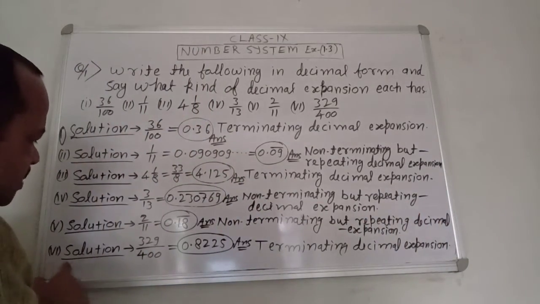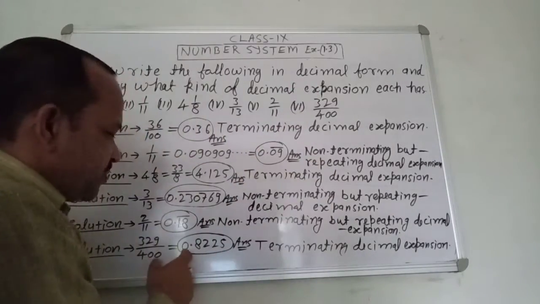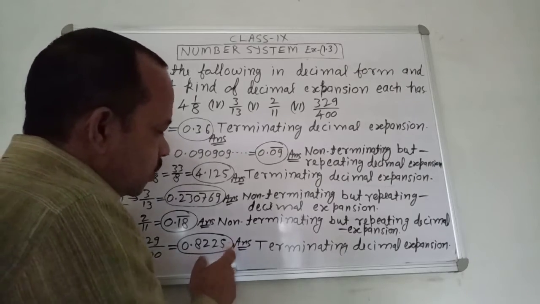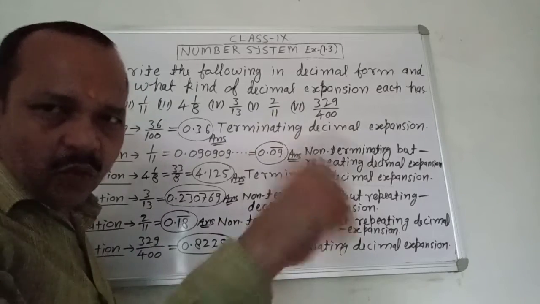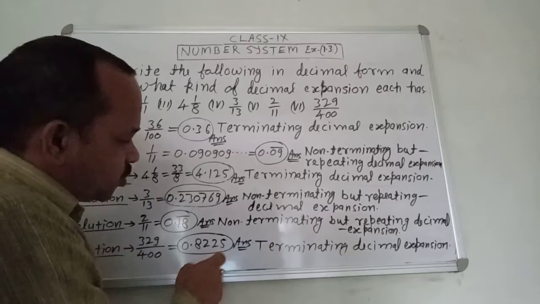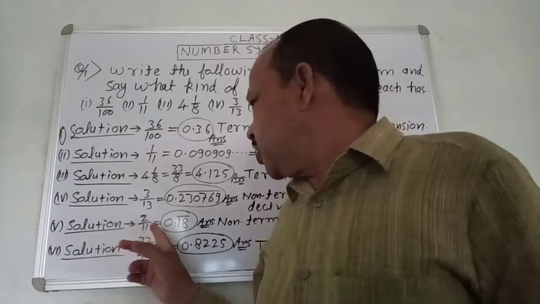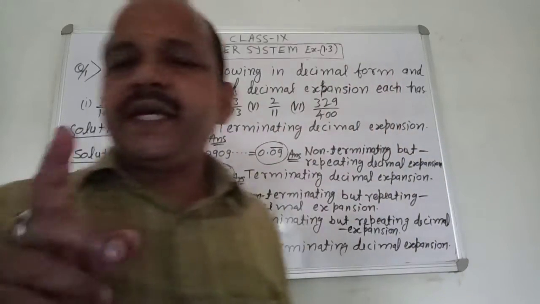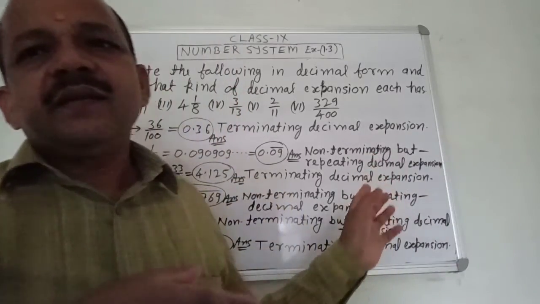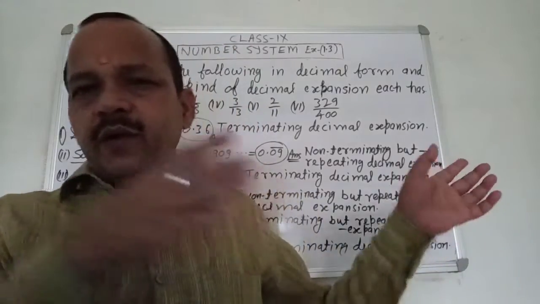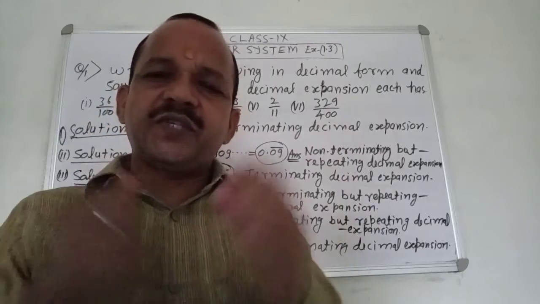Next question. Solution. 329 by 400 equals 0.8225. Clear? You divide 329 by 400, you find 0.8225. It is terminated. So you can say 329 upon 400 is a terminating decimal expansion. Clear? In this way you can find the result of any question.